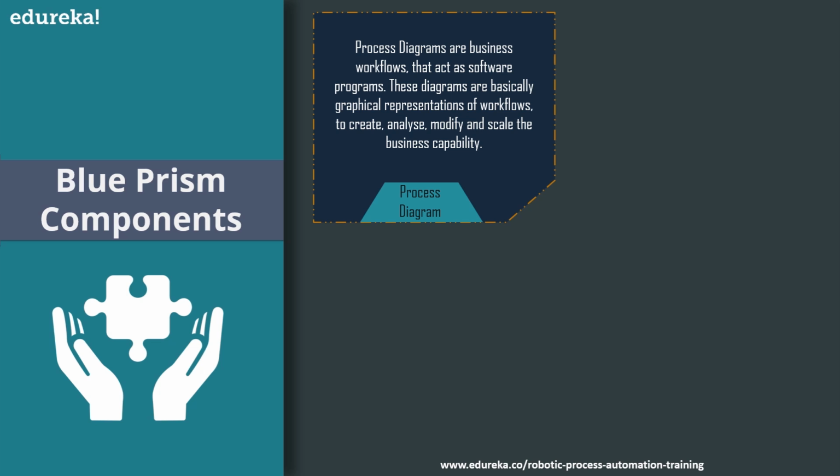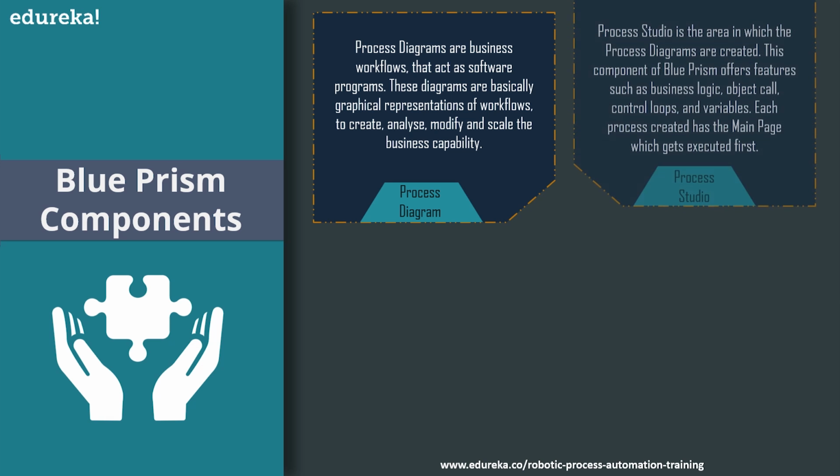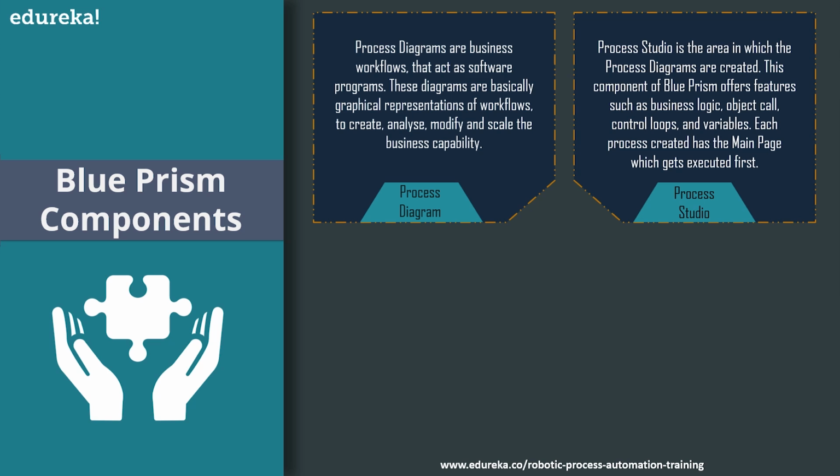Since Blue Prism is based on Java, these diagrams utilize the core programming concepts and create the operational process flows like flow charts, right? So these diagrams are basically graphical representations of workflows to create, analyze, modify, and scale the business capabilities. Moving on to the next component, that is the Process Studio.